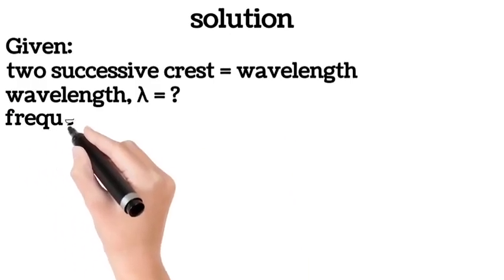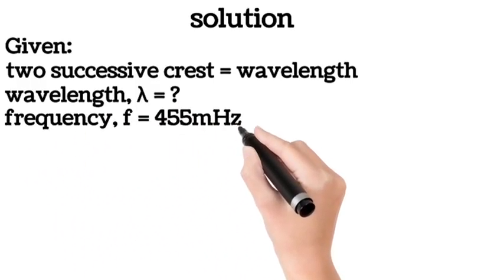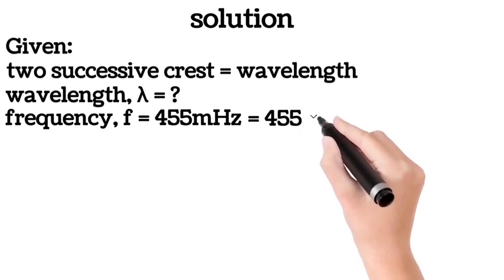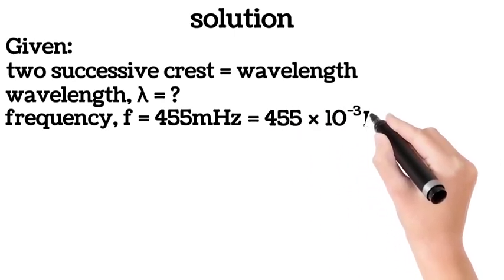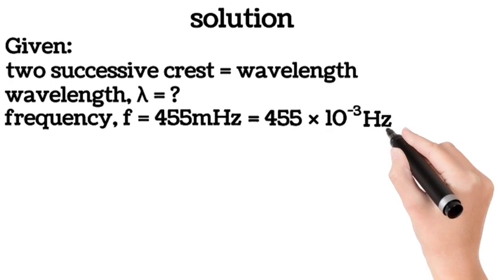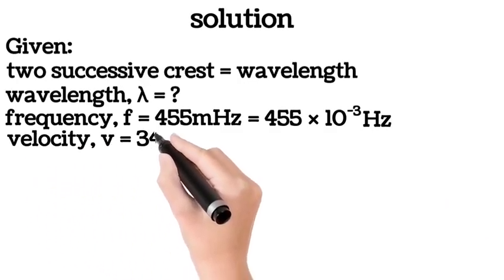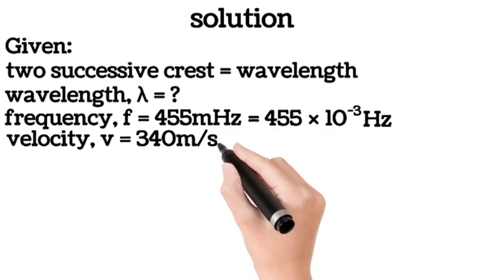Because they say what is the distance between two successive crests, we are asked to find the wavelength, and we are given our frequency F as 455 millihertz. Since it is a millihertz, we convert to hertz, and converting to hertz, we multiply by 10 raised to the power of minus 3. So we have 455 times 10 raised to the power of minus 3 hertz. And we are given velocity V as 340 meter per second.